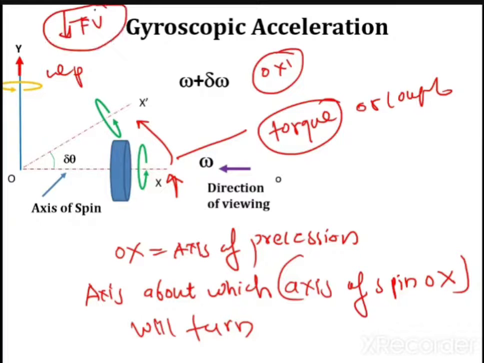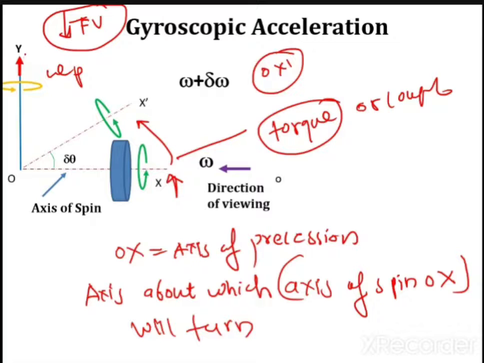If you look from the top, very, very important, if you are looking from the top view, imagine that you are looking from above, you will see this axis OX moving to its new position OX dash. While doing so, this axis is turning about some axis, and that axis is nothing but the OY, and that axis is called the axis of precession.